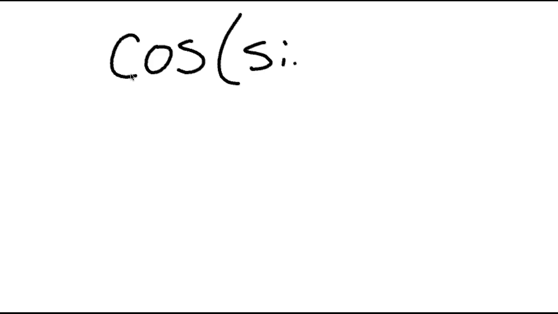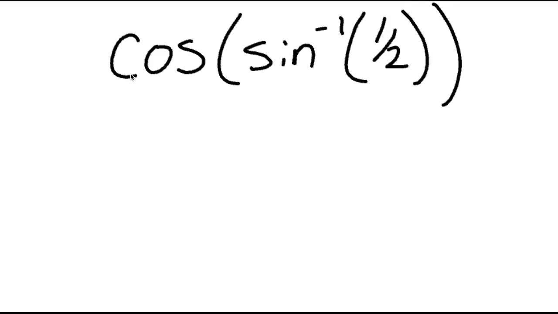So just to wrap this up, let's say I had something like this. Let's say I had cosine of the inverse sine of 1/2, for instance. Well, this part in the middle, right here, inside there, that's the angle where sine is 1/2. So we could draw that situation.